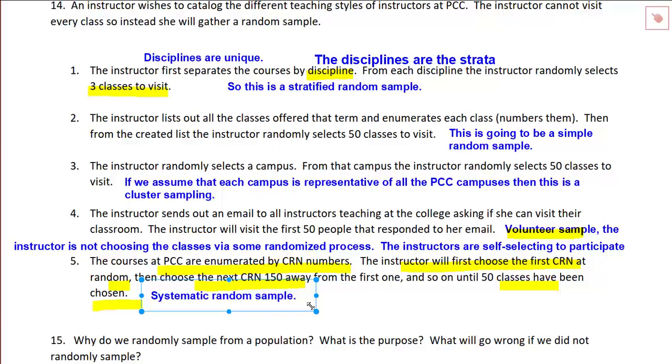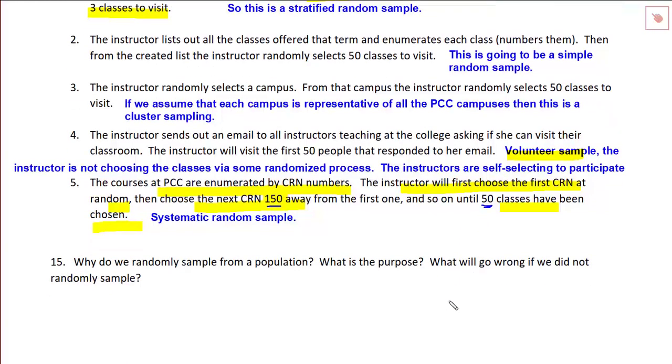Okay, so the idea of a systematic sample is that somehow the objects of the population have to be enumerated in some way, or there's got to be some order. Once there's some type of order, we can choose randomly the starting point. And then once you find that starting point, choose a predetermined amount away. In this case, it was 150, but choose some predetermined distance away from that first one and keep going until you have reached your desired sample size. Okay, so this one's systematic.